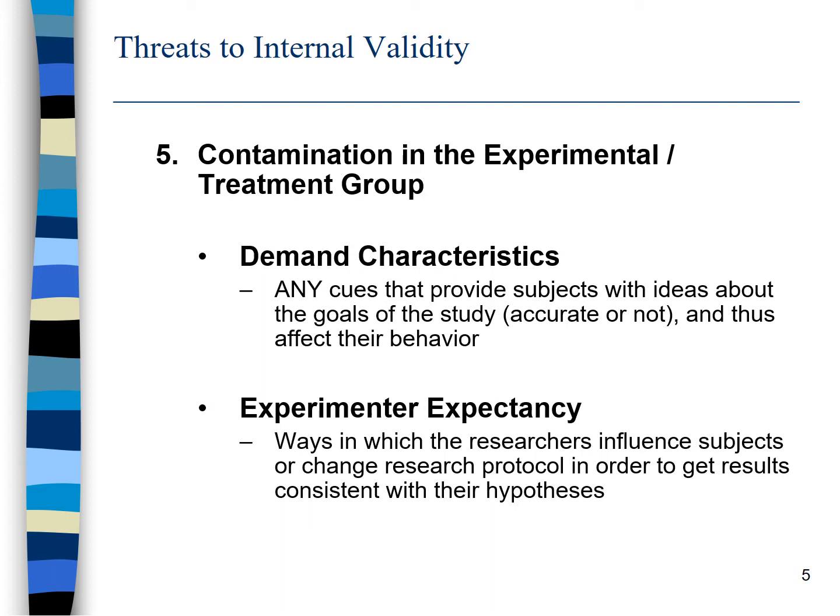And then a subcategory of demand characteristics is the idea of experimenter expectancy. Experimenter expectancy is specifically the ways in which the researchers or the research staff may provide cues or tip off subjects that will influence their behavior. Or sometimes this can also be if researchers change the research protocol in order to get results that are consistent with their hypotheses.